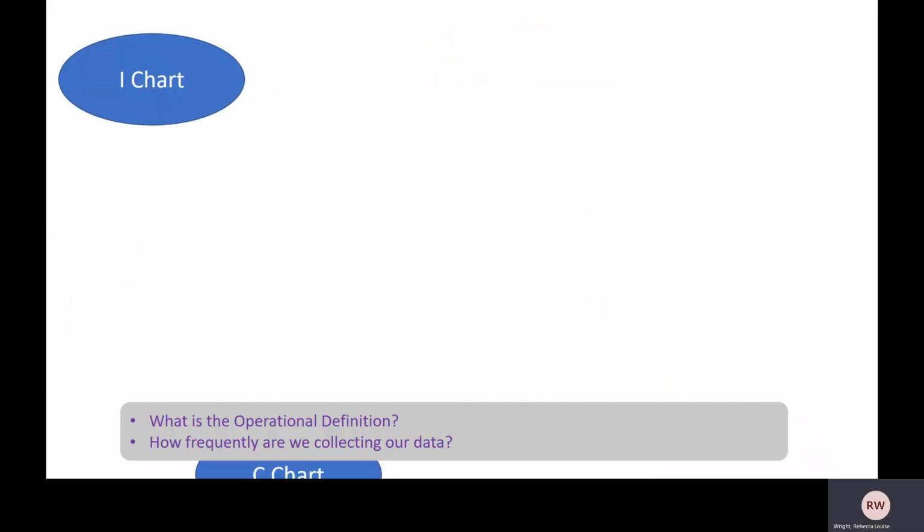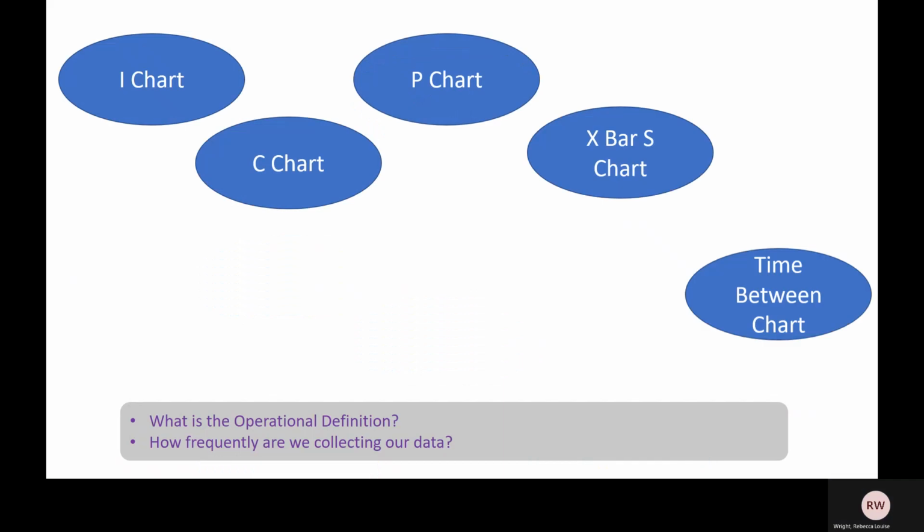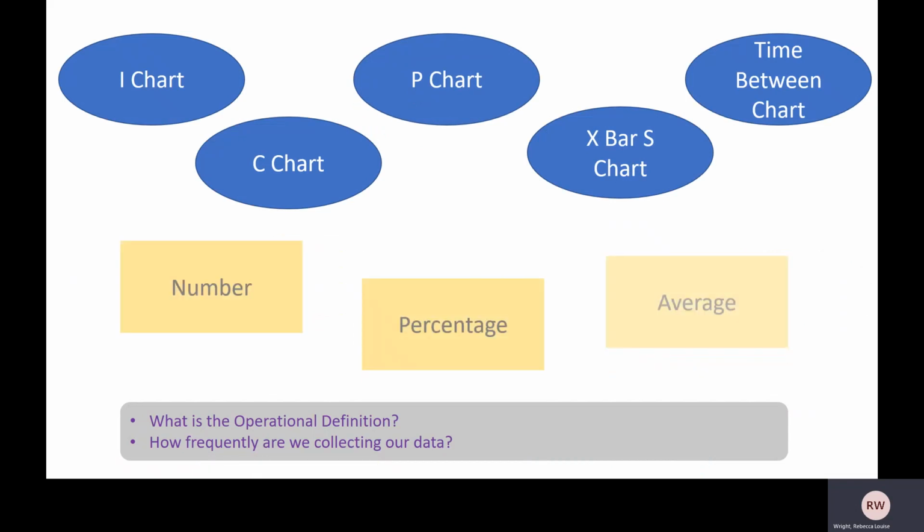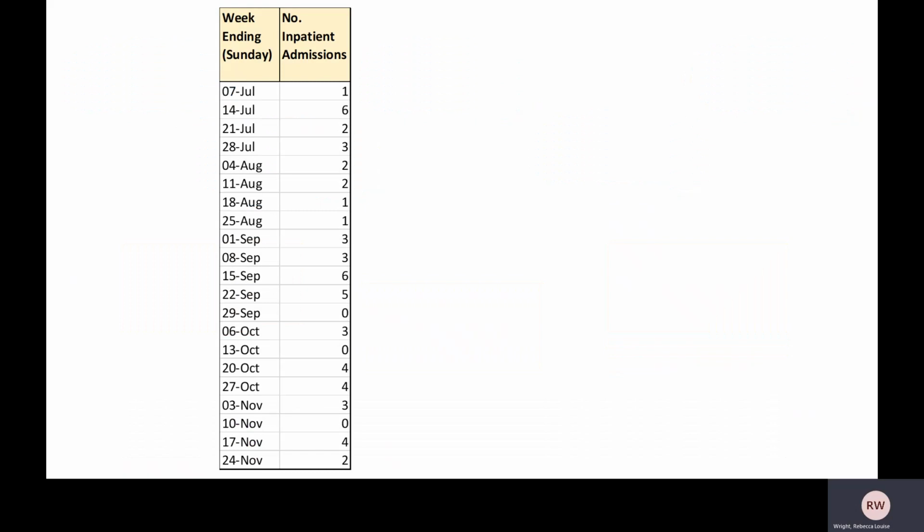There are different types of SPC charts. It is the data that we are plotting which prompts thinking about the chart we need to use. When we collect data to see if a process is improving, we may be looking at a number, a percentage, or an average. It will stem from our operational definition of our measure. So if we are looking at a continuous count of weekly admissions to a ward, for example, we will be collecting a whole number and we will use an I chart.